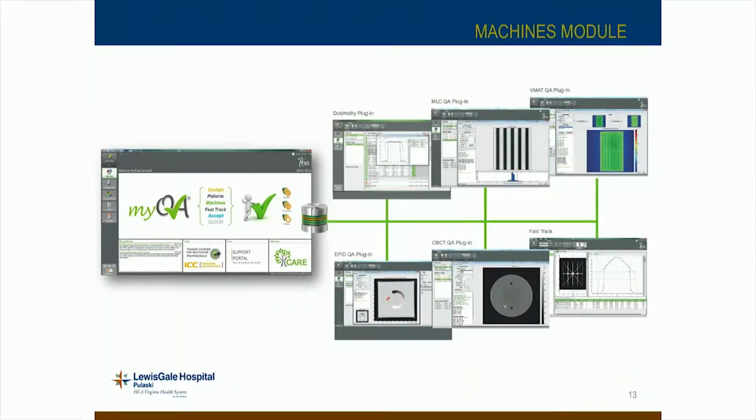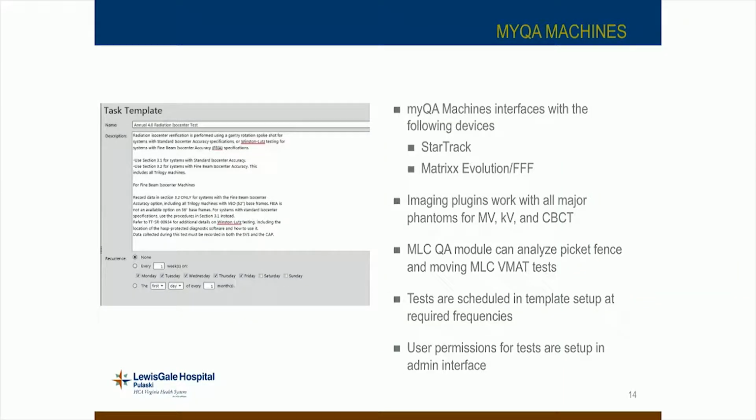So the machines module is where you're going to be doing all of your TG142 QA, your TG66 QA, if you're going to do TPS QA, all of those things are done inside your machines module.